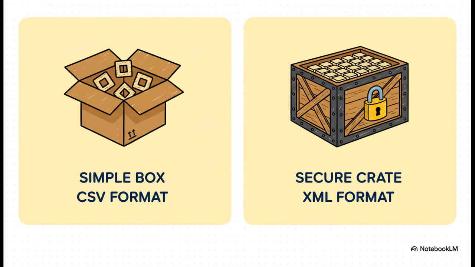Next up, we gotta pick the right box for our data. And in trade reporting, you've basically got two choices: CSV or XML. Think of CSV as a plain old cardboard box. Yeah, it's simple to pack, but boy is it fragile. A single misplaced comma can throw off every piece of data that comes after it, causing total chaos.